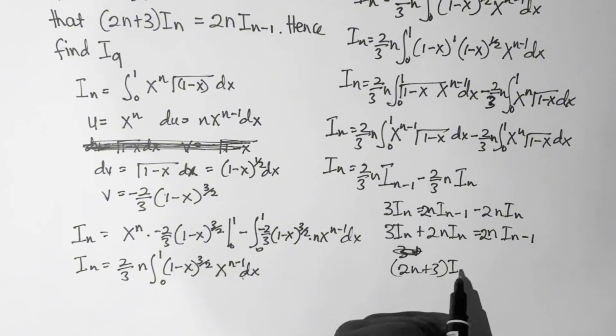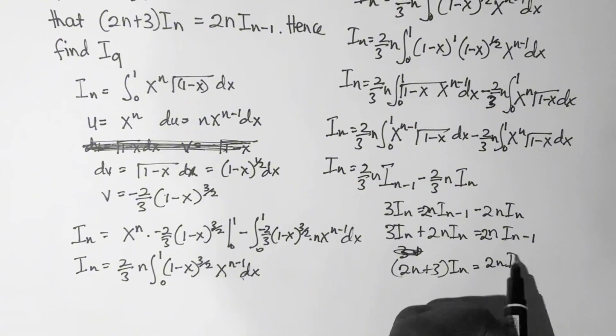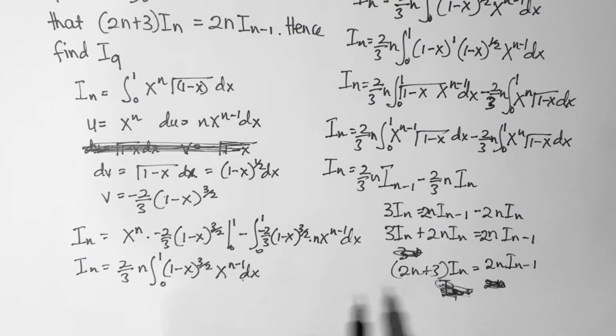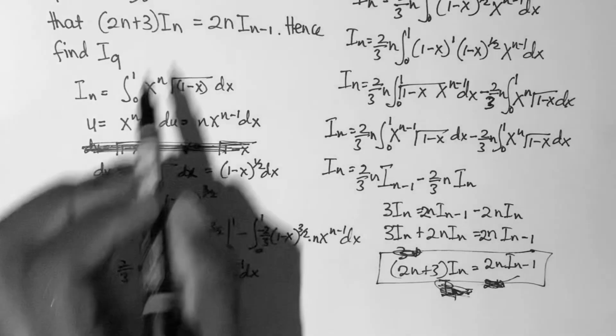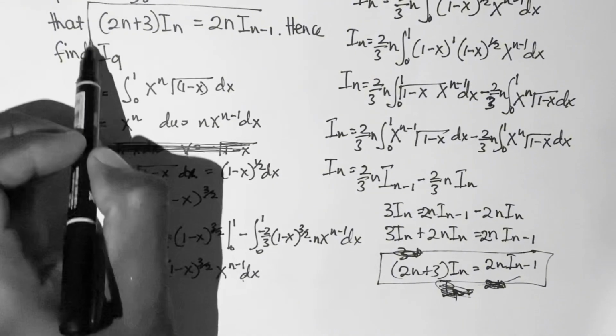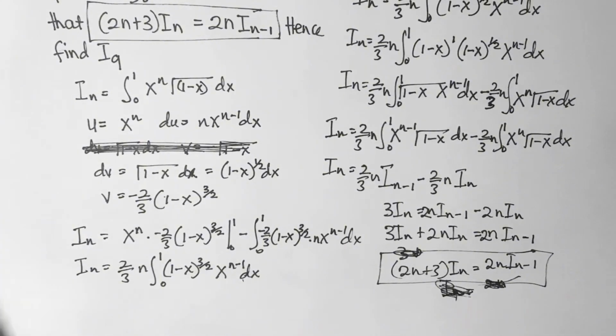Then 2n plus 3 I of n equals 2n I of n minus 1. So this is what we're asked to prove from the question, because we're asked to prove that this integral satisfies 2n plus 3 I of n equals 2n I of n minus 1.